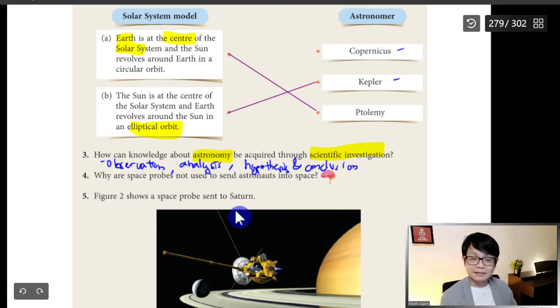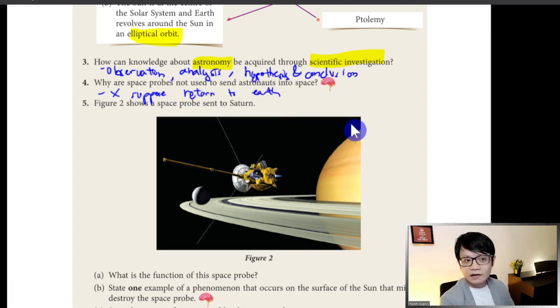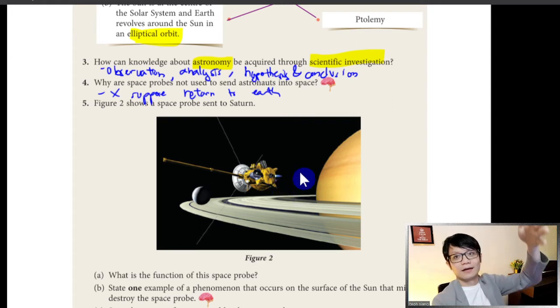Why are space probes not used to send astronauts to space? So basically when you build a space probe, it's not supposed to return to Earth, okay? Space probe is for when you want to go to other planets. See, there's a lot more to the answer. Like you want to go to Jupiter. You know how long it takes to go to Jupiter? It will take maybe 3 to 4 months just to go there. Come back again another 3 to 4 months. So 1 year you are in space already.